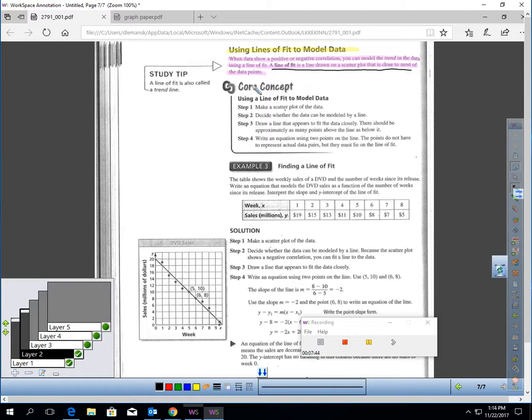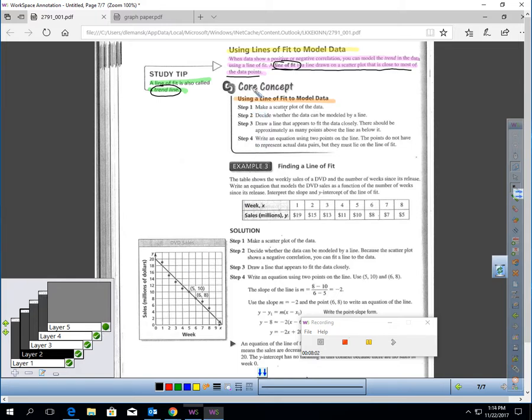That's important. A line of fit is a line drawn on a scatter plot that is close to most of the data points. Now, another name for line of fit is a trend line. So if you see trend line, that means line of fit. If you see line of fit, that means trend line.